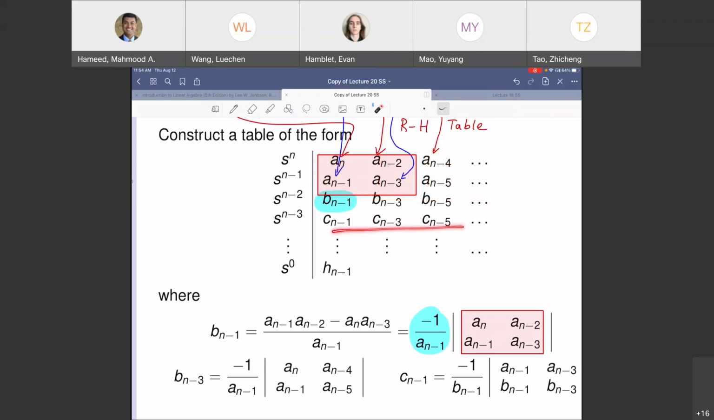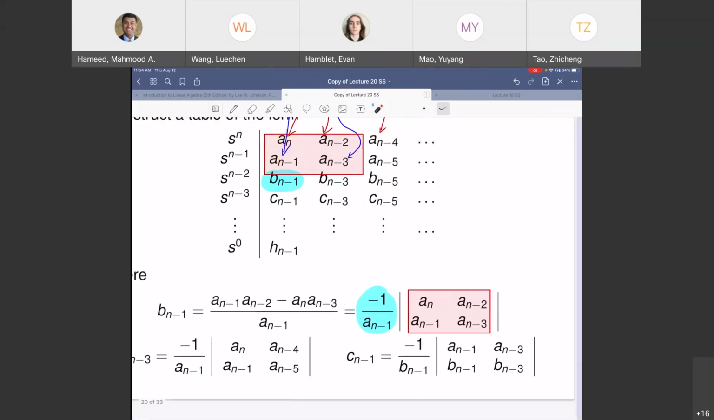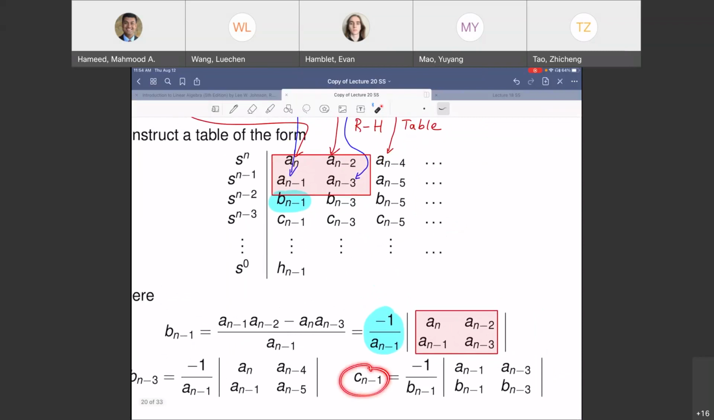After that, you have C's. You only need to do that until you stop getting zeros, right? Once you go further out in the A's, B's, C's, you will eventually start getting zeros. You don't have to go any further down. Next, you have C's. For getting Cn minus 1, you do -1 divided by Bn minus 1, and then the determinant of this guy right here.